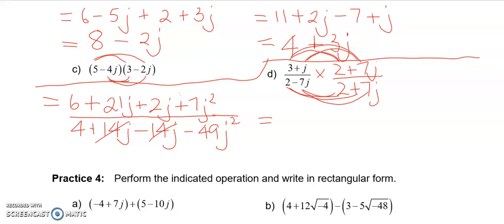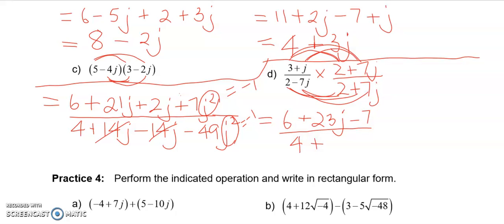Well, I have 6 plus 2j plus 21j, and then plus 7j squared. Remember, this j squared is negative 1. The same thing with the j squared on the bottom. That's also negative 1. So what you're really going to be left with is 6 plus 23j and plus 7 times negative 1 is minus 7. On the bottom, you're going to have 4. Middle terms cancel. Minus 49 times minus 1 becomes plus 49. Notice there is no j term left on the bottom. The denominator is now just a real number, which is what we want.